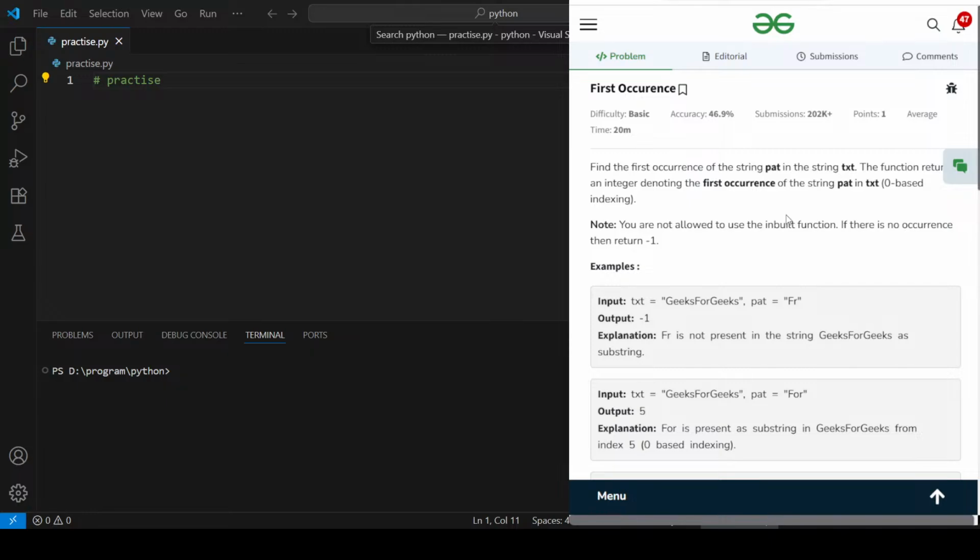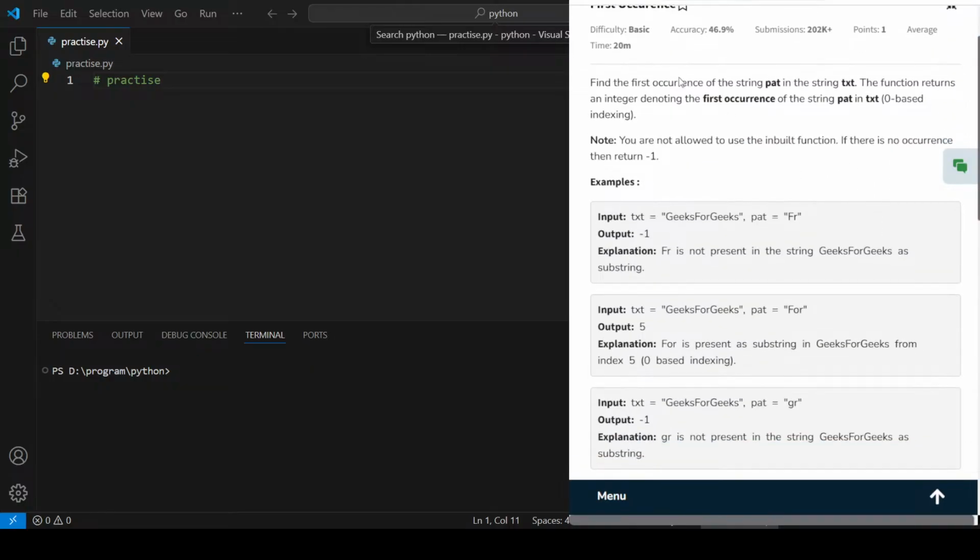What is it saying? Find the first occurrence of the string pat. What is pat here? Pat means pattern or something like that. In the string, this function returns an integer denoting the first occurrence of the string pat in text, zero-based indexing. You're not allowed to use the inbuilt functions. If there is no occurrence, then return -1.